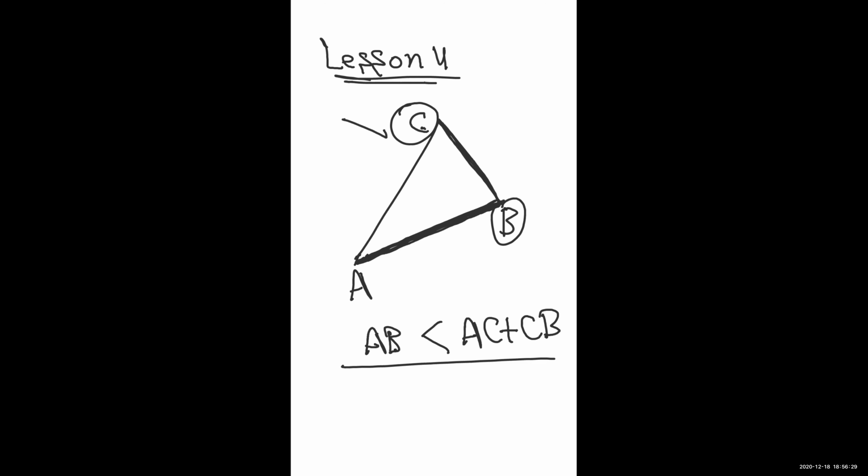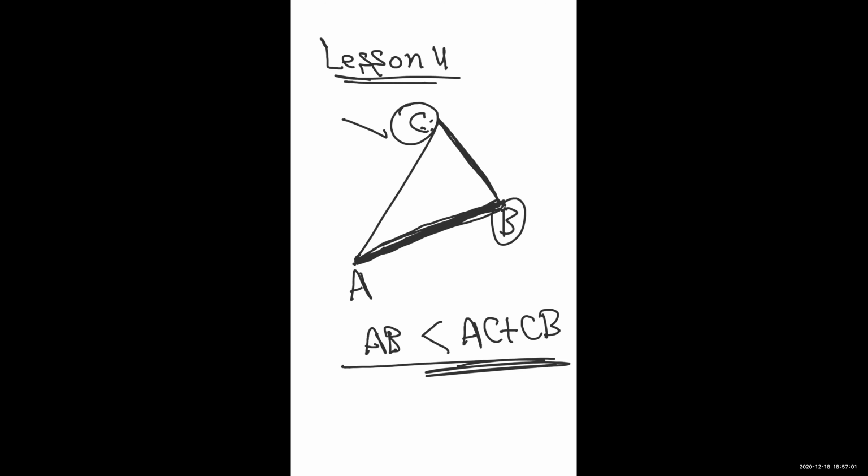Can you repeat, mister? Yes, sure. We said that AB is the shortest distance between A and B, right? So now the distance from A to B, which is equal to AB, is less than the distance from A to C, then C to B. So AB is less than AC plus BC. It's very logical, right?